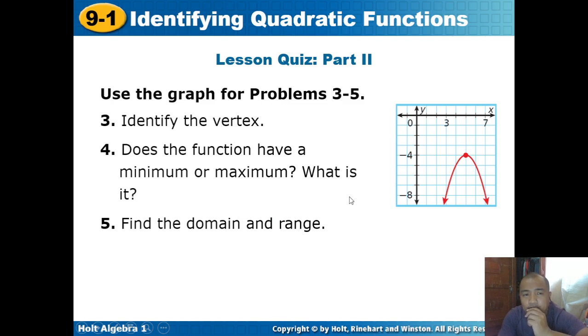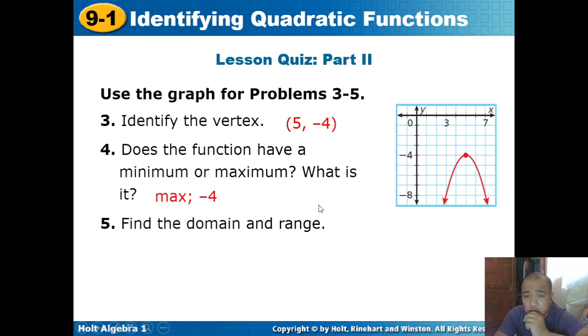Lesson quiz part 2. Number 3, identify the vertex. You can see there that the vertex is 5, negative 4. Does the function have a minimum or maximum? It has a maximum because it opens upward. So what is the maximum value? It is actually the y coordinate of the vertex, or the value of k, which is negative 4.